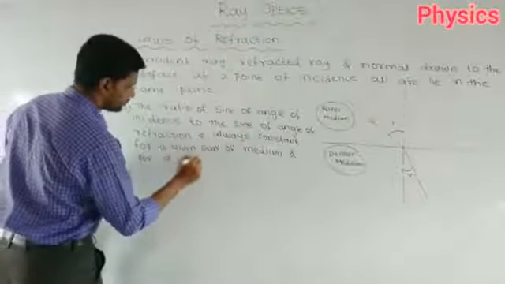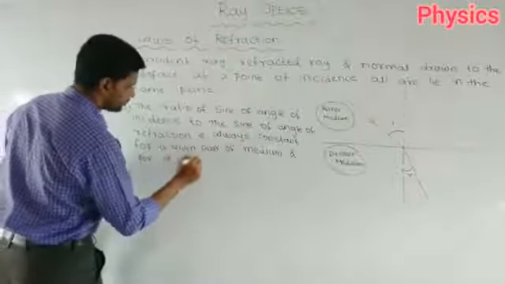That means if I take sine of the angle of incidence, that is sine i, divided by sine of the angle of refraction, that is sine r, both are angles, so I will get one value after dividing. That value is constant for a given pair of media and for a given light of a particular wavelength. That is also very important.